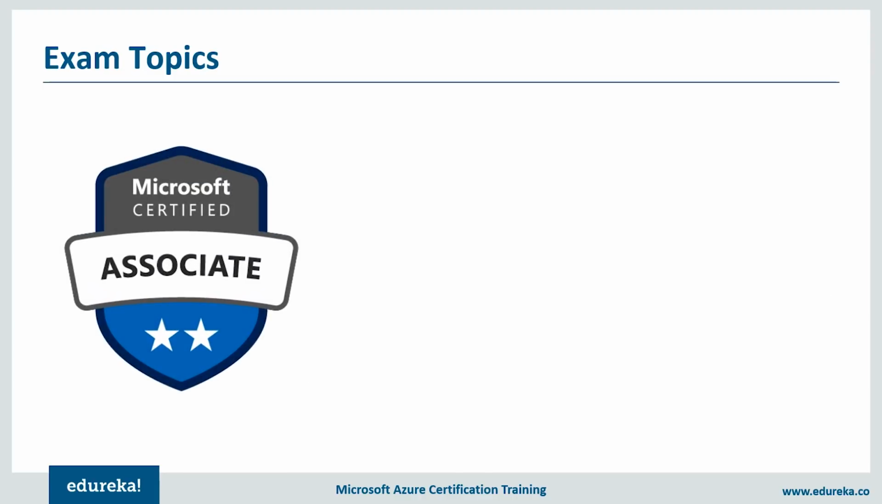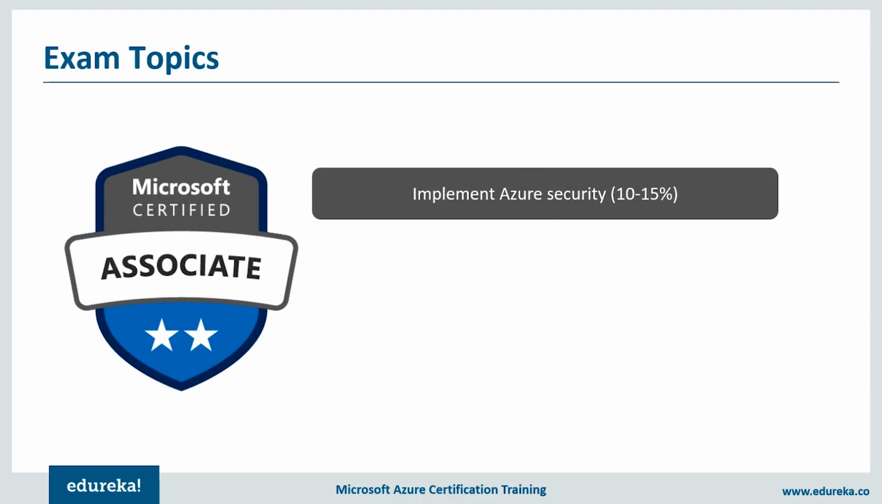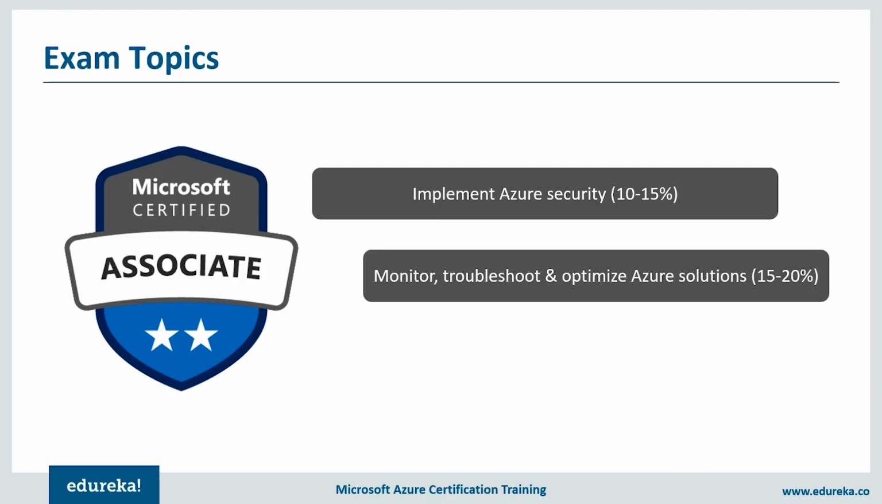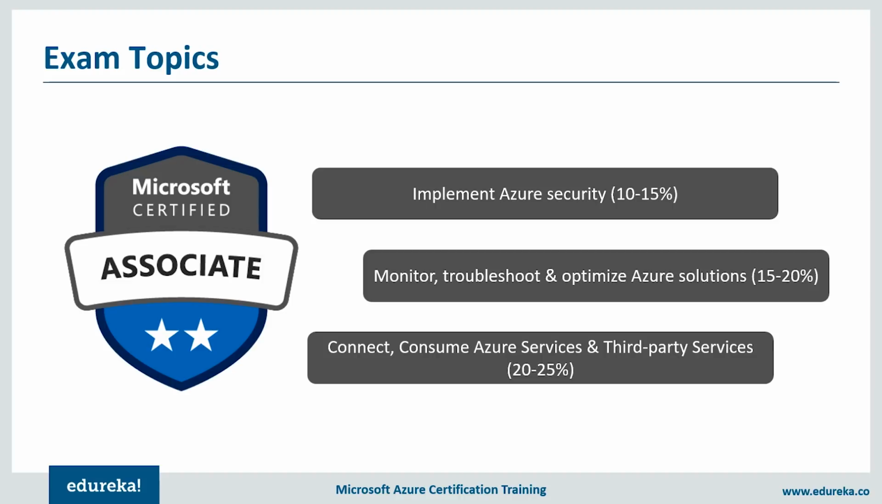The other 3 modules are implementing Azure security, monitoring, troubleshooting, and optimizing Azure solutions. And you should be able to connect to and consume Azure services and third-party services. Now, these domains have weightages like 15, 20, or 25%. Again, all these distributions are very neck and neck, so you cannot omit any particular domain if you wish to clear this certification examination. So make note of that as well.